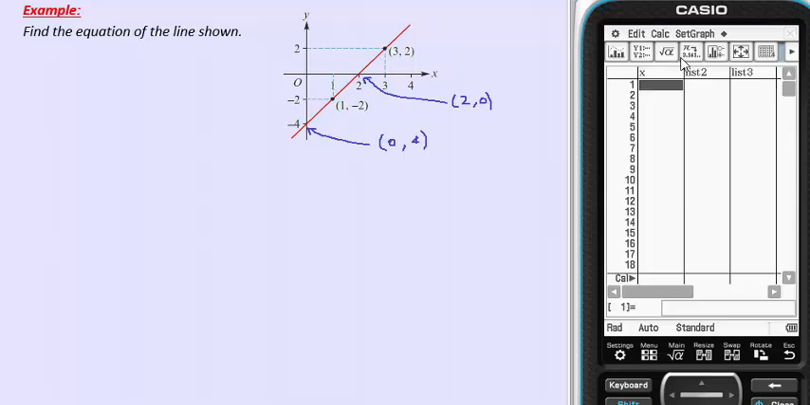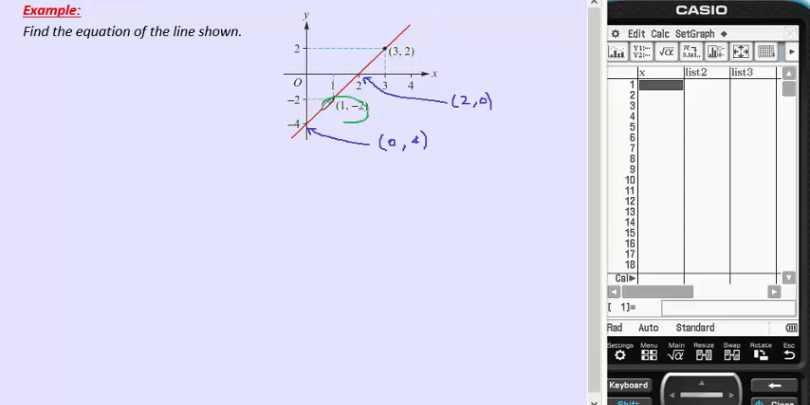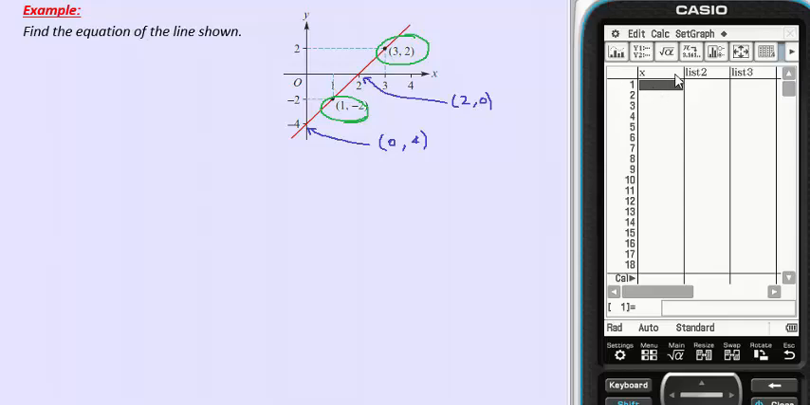I will correctly label my columns. And for argument's sake, I'll pick 1 and -2, and 3 and 2. But as I say, it doesn't matter which ones I pick. The first point is at x equals 1 and my y is -2. And the second point is x equals 3 and y equals 2.